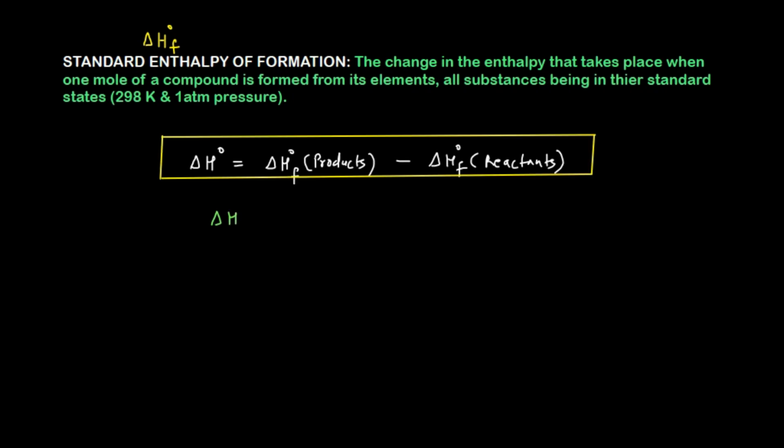Delta H standard equals the sum of delta H standard F in the bracket P, minus the sum of delta H standard F of your R, and again it is the summation. That means the sum of the standard enthalpies of formation of all the products minus the sum of the standard enthalpy of formation of all the reactants.